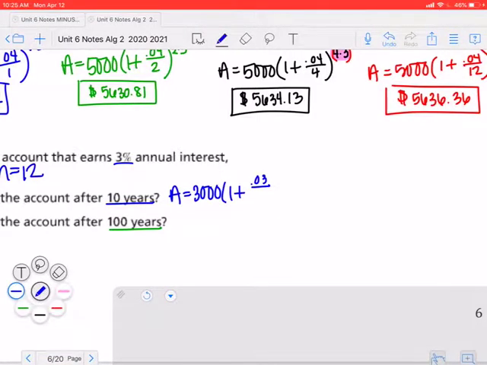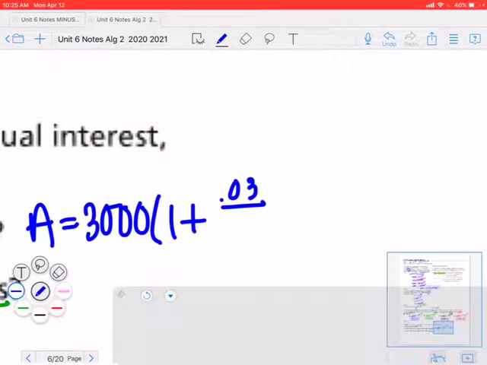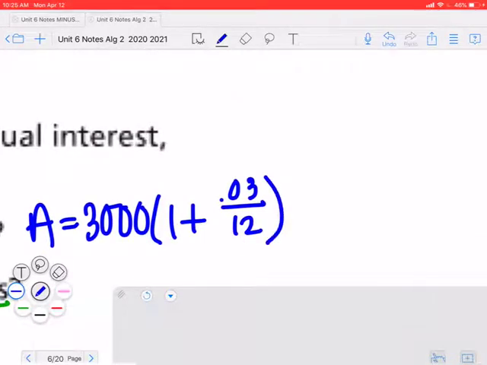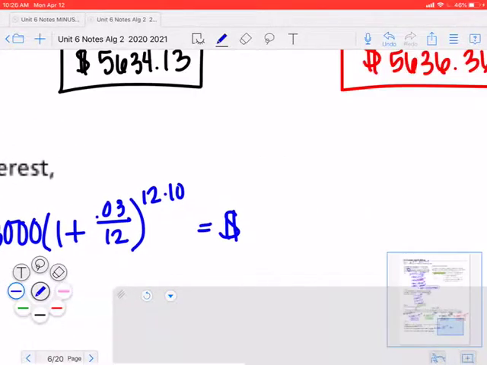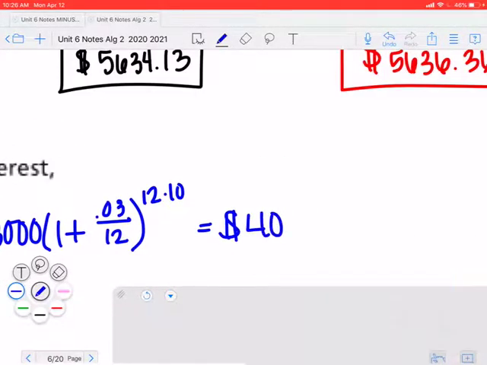Compounded monthly, so n is 12, to the power of n times t, 12 times 10. And this one gives us $4,048.06.